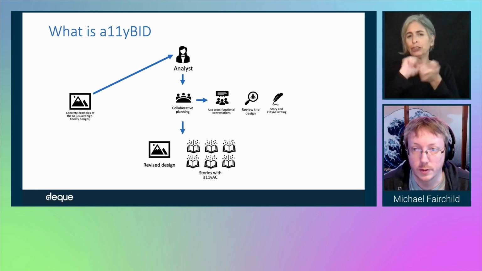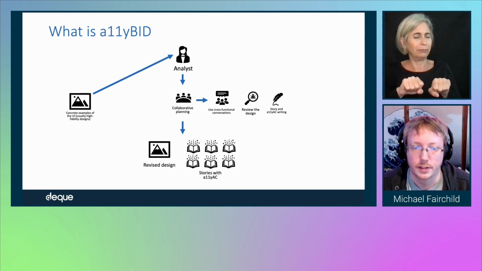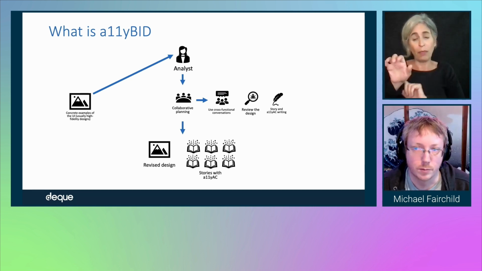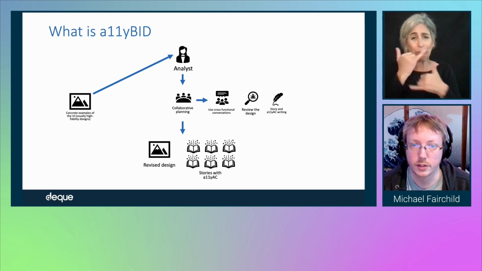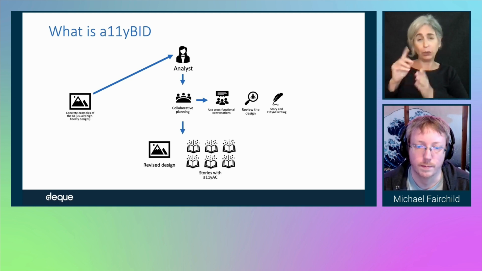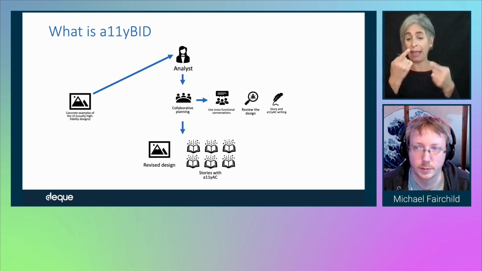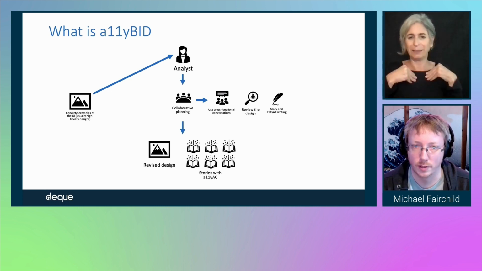So as part of this, they're reviewing the design for accessibility. And that might mean that they find some problems with the design. That's okay. That's good. Then they go back to the designer. They bring this issue to the designer. They get it revised. And then they end up with stories with accessibility focused acceptance criteria, also written in the Gherkin format.